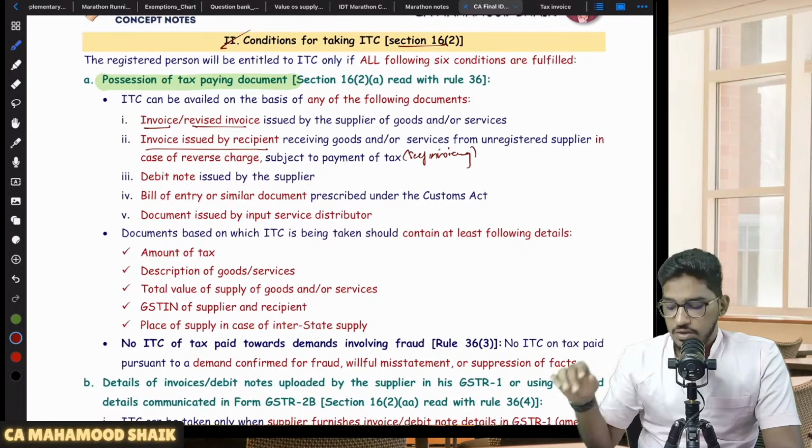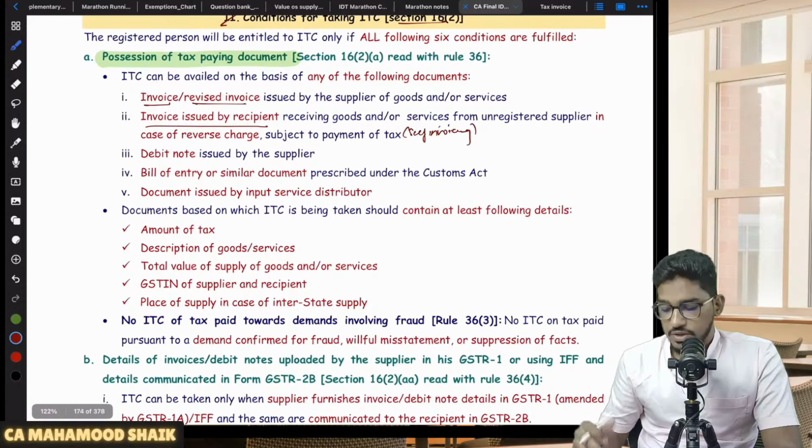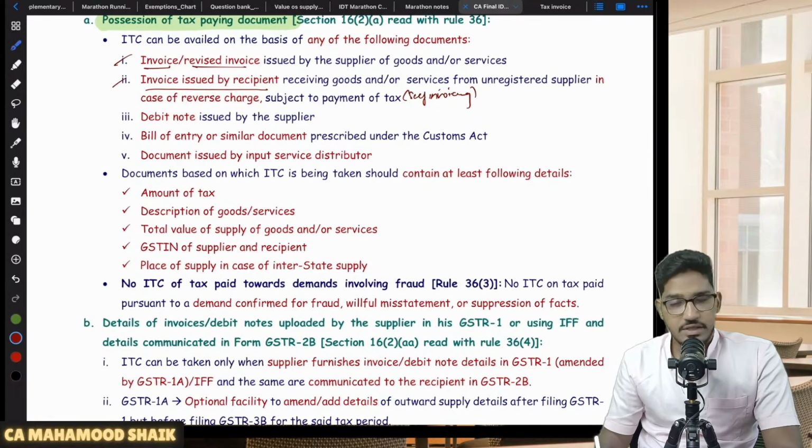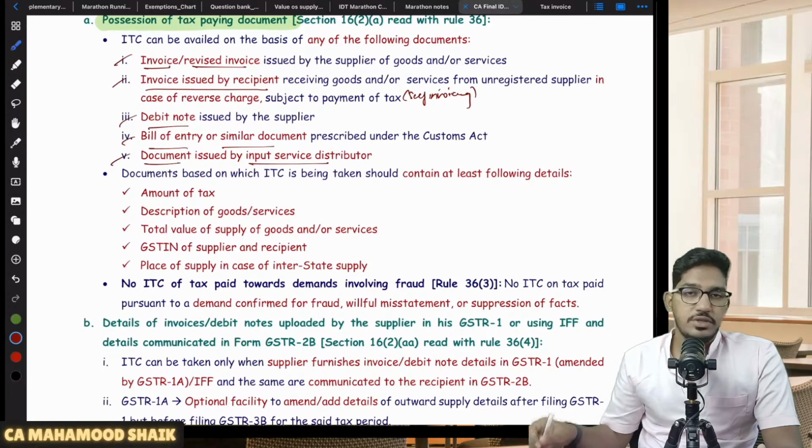So what are the documents which are to be used for the purpose of availing ITC? Number 1, it could be an invoice, a revised tax invoice, or a self-invoice, or even a debit note issued by the supplier, or a bill of entry or other similar document. In the case of imports, when you are importing the goods, there will be something called a bill of entry. That bill of entry could be a valid document, or even a document issued by an input service distributor.